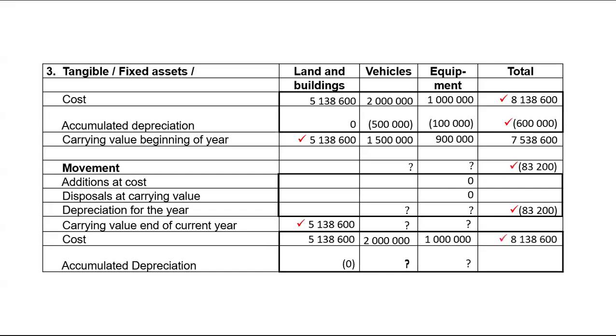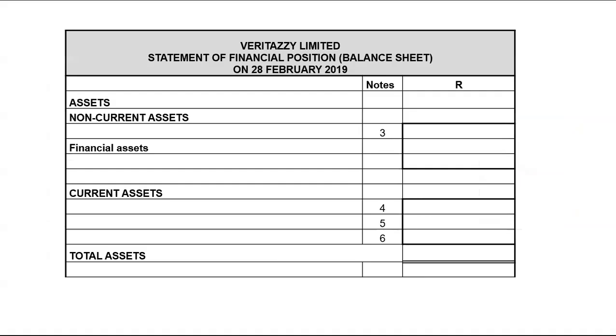At the end, our total assets will be 8,138,600. That is because we do not buy any asset. Then we're going to decrease it by accumulated depreciation of 683,200. To get that 683,200, we took the 600,000 at the beginning of the year and added the current year depreciation. So our carrying value at the end of the year will be 7,455,400, which we will take straight to the statement of financial position and record as tangible assets at carrying value.